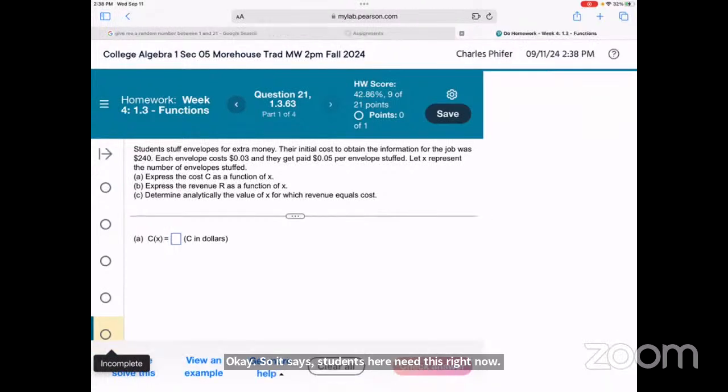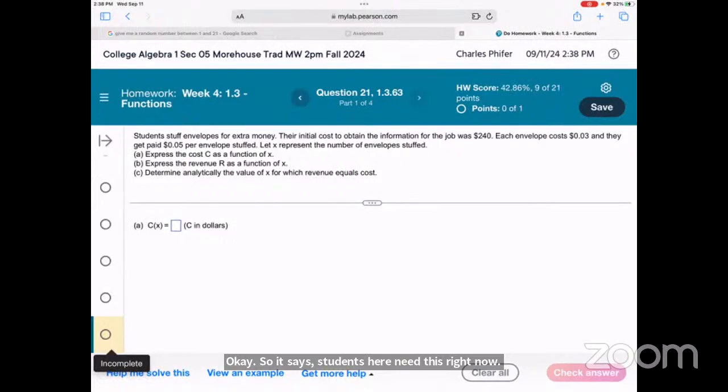So students have envelopes for extra money. Their initial cost to obtain the information for the job was $240. Each envelope costs 3 cents, and they get paid 5 cents per envelope stuffed. Let X represent the number of envelopes stuffed. Okay, so we have a cost function, a revenue function, and then we want to find the break-even point.